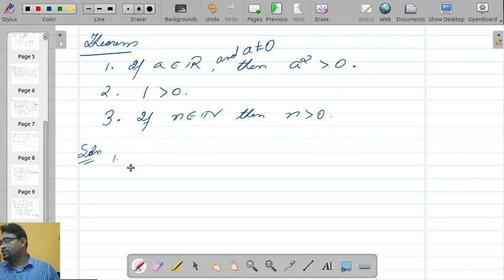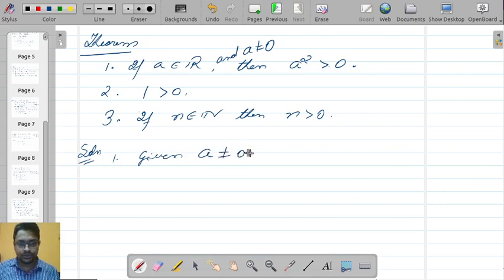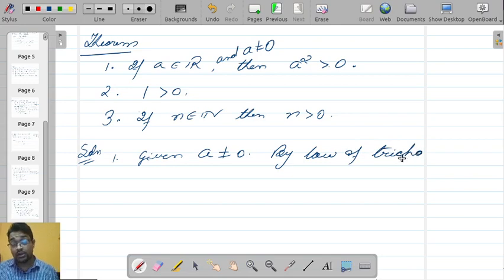If A is non-zero, then either A belongs to P or minus A belongs to P. Given A is not equal to 0, by the law of trichotomy, exactly one of the three options will be true. So here we see that this option itself is incorrect: A is not equal to 0 means A equal to 0 is false. One of the other two has to be correct.